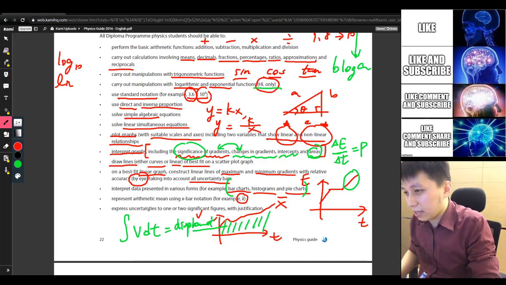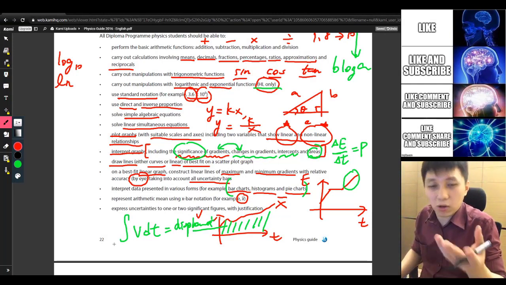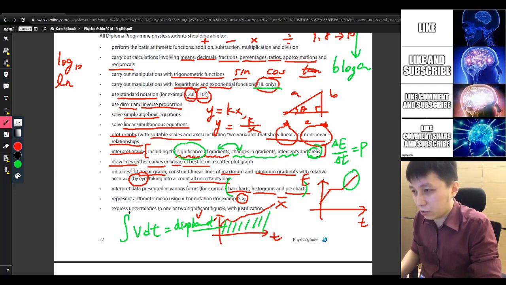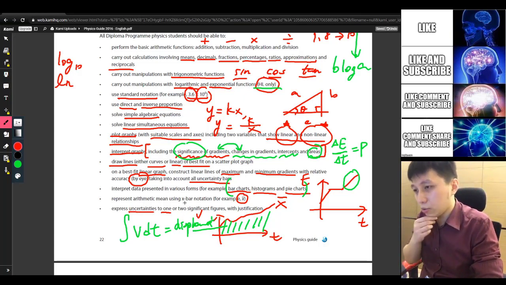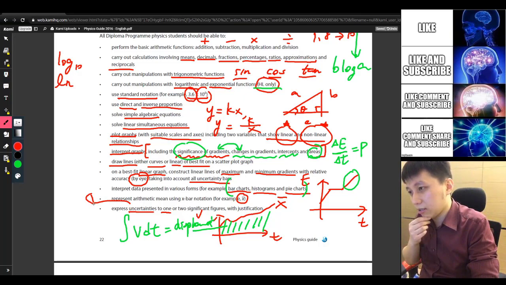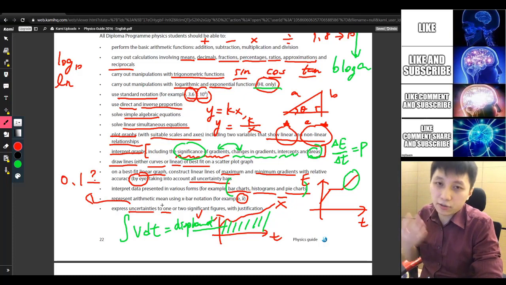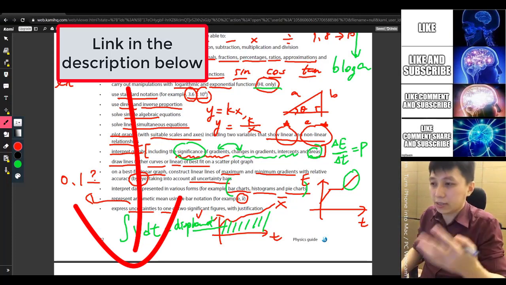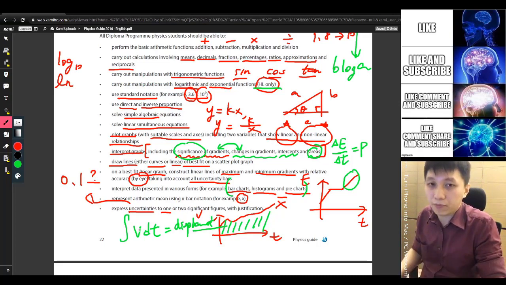Lastly, express uncertainties to 1 or 2 sig fig with justification. So yeah, this is just a requirement and understanding in chapter 1 also. So normally we express the uncertainty with only 1 sig fig, unless, like I said earlier, you have an uncertainty that's probably like 0.1 something, then you may use 2 sig fig. Again, if you don't understand why this is the case, or you missed out the video about significant figures, I'll put a link in the description below.